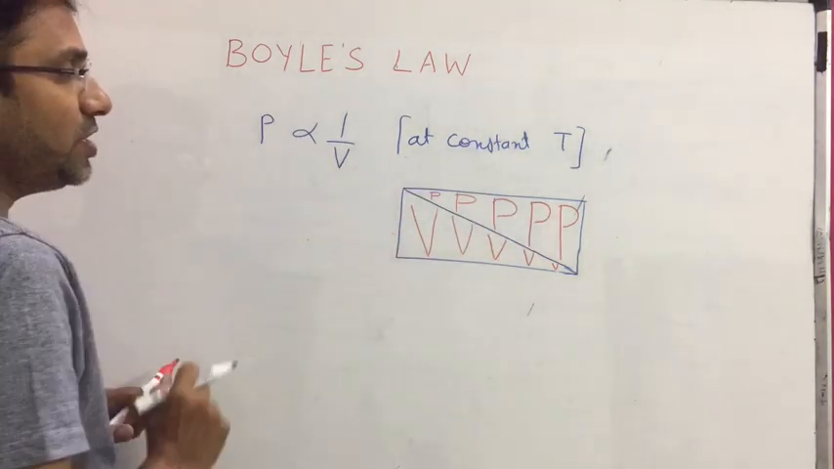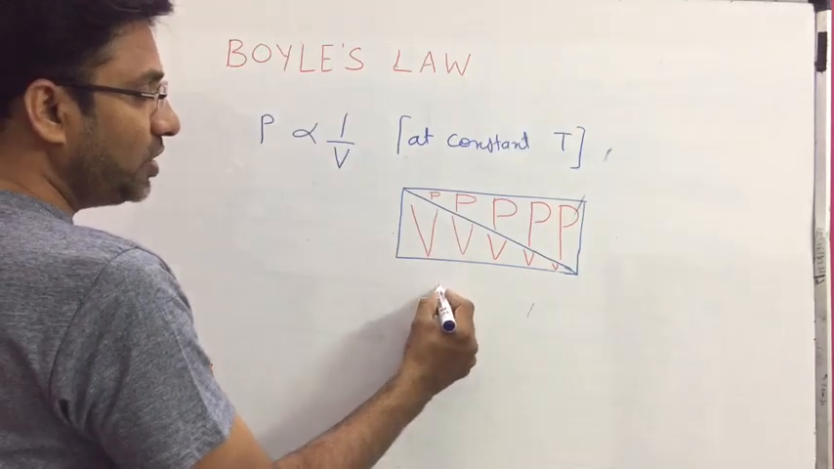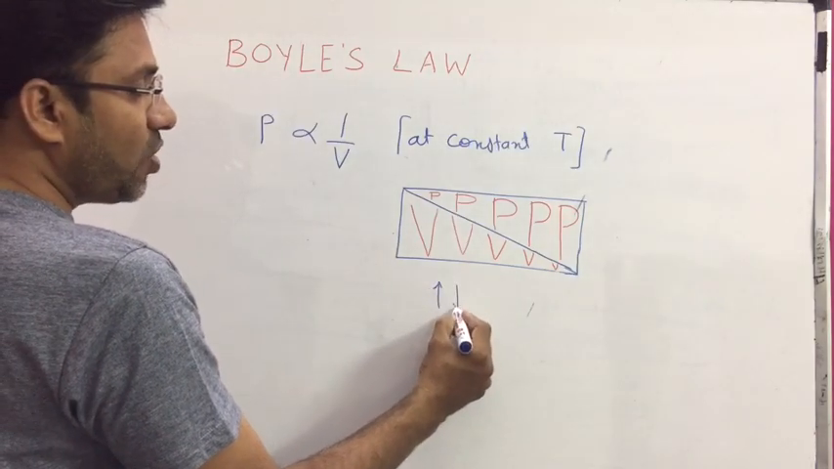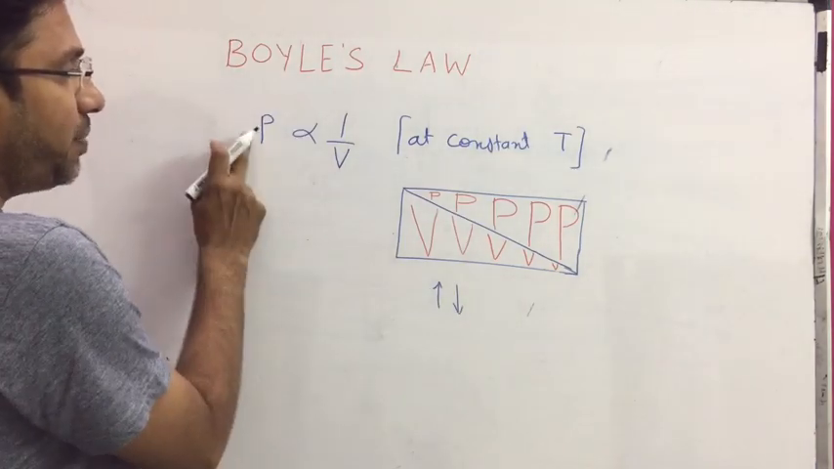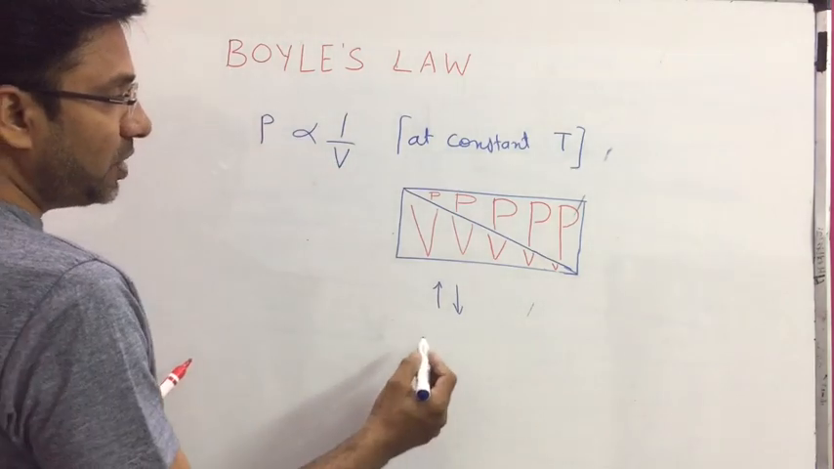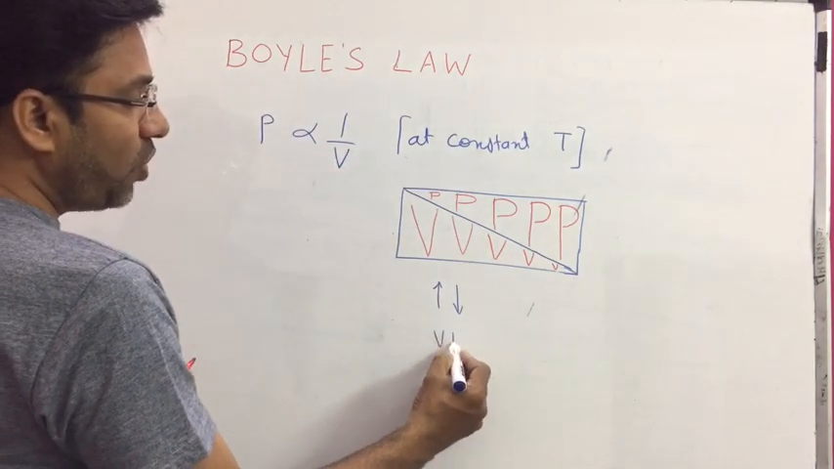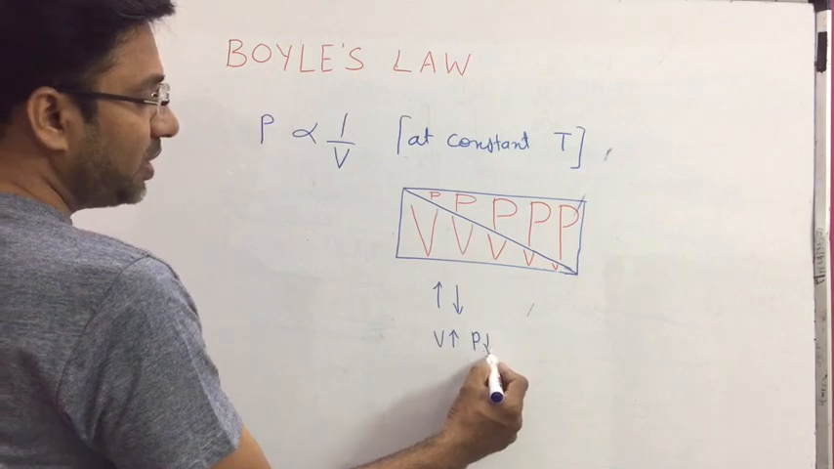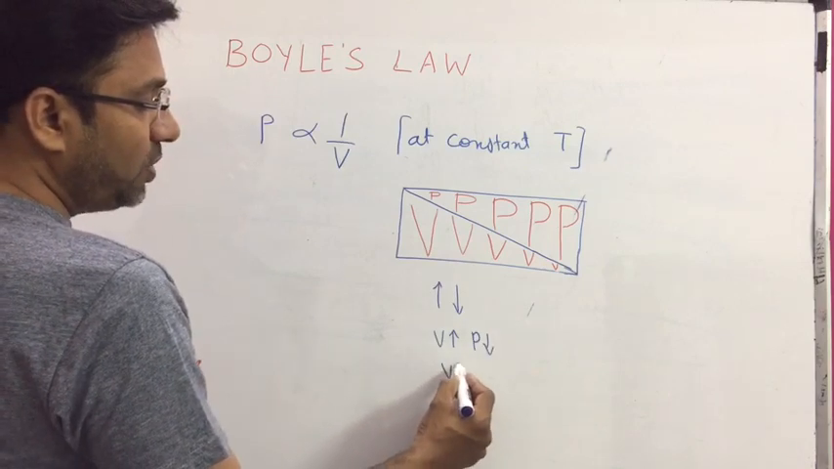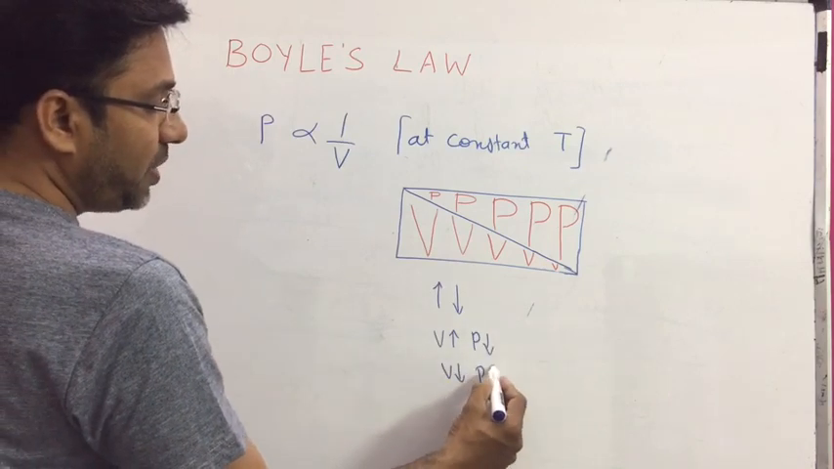The meaning of inversely proportional is if one quantity increases, the other quantity decreases. Here pressure and volume are inversely proportional. So it means that if volume increases, pressure decreases, or if volume decreases, pressure increases.